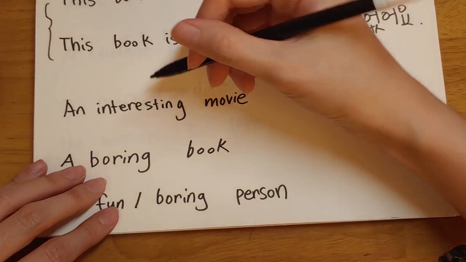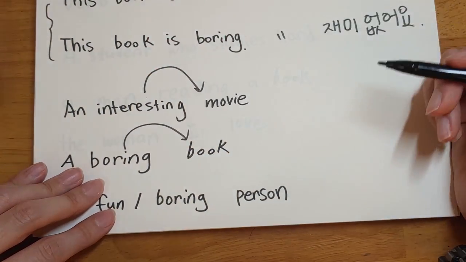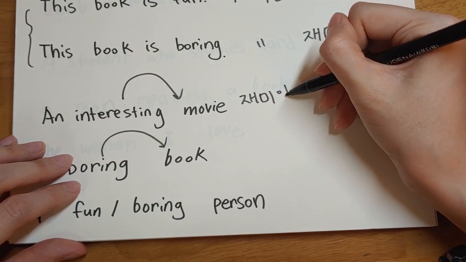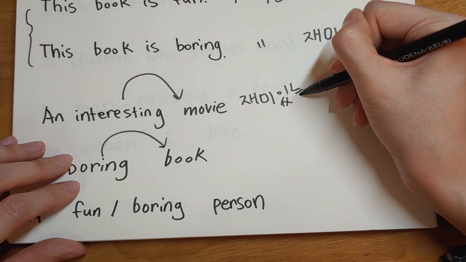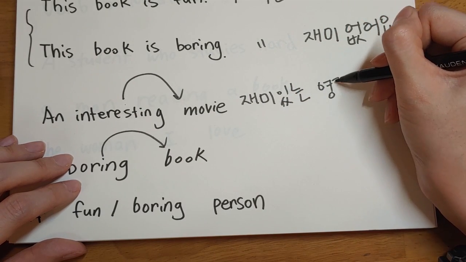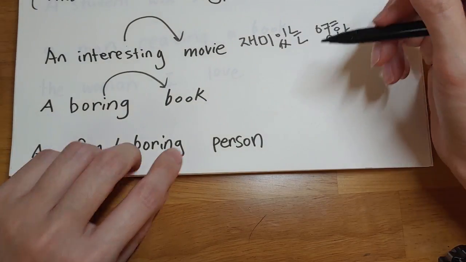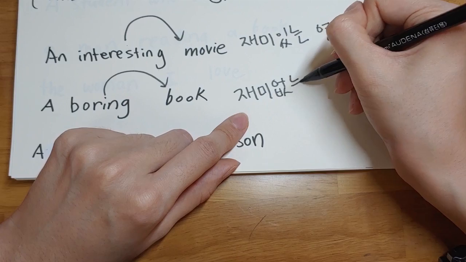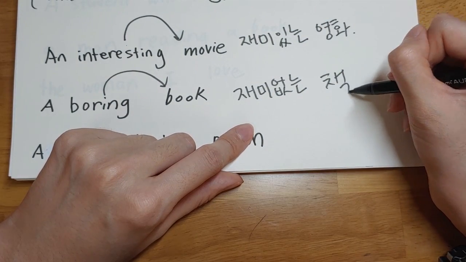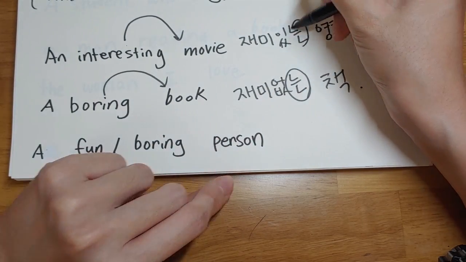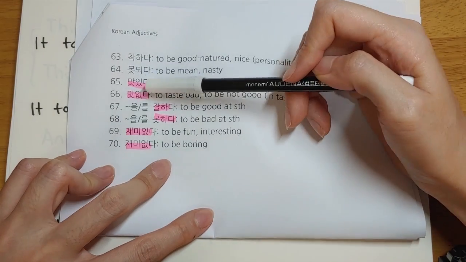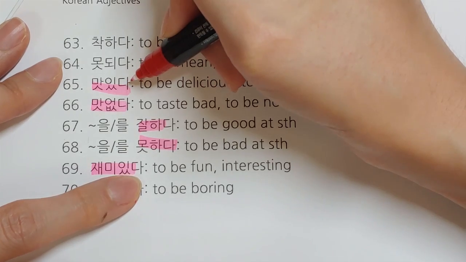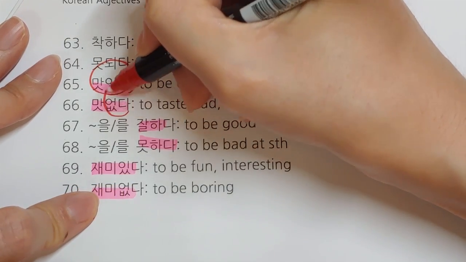But how about when they become a modifying form? You can say 재미있는, not 은, but 는, 영화. 재미있는 영화. A boring book. 재미없는 책. Right? So here as well, you put 는. So the reason why 는 is placed after these adjectives is because they come from the verb 있다 and 없다.